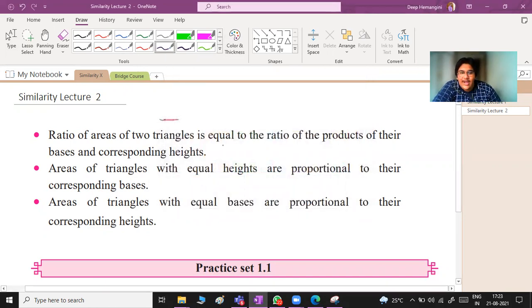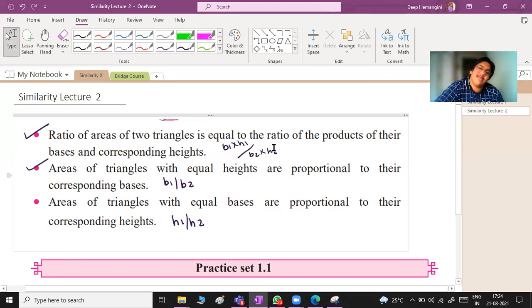So ratio of areas of two triangles is equal to ratio of the product of their bases and corresponding height. This is just for you all to revise. Areas of two triangles with equal height, so bases corresponding, मतलब अगर height equal है तो b1 upon b2 आएगा. If areas with equal base are proportional to their height, मतलब ये h1 upon h2 का केस है. And the ratio of areas of triangles equal to ratio of product of their bases and corresponding height, मतलब ये normal case है, that is b1 h1 upon b2 h2. ठीक है, so these are the three cases.